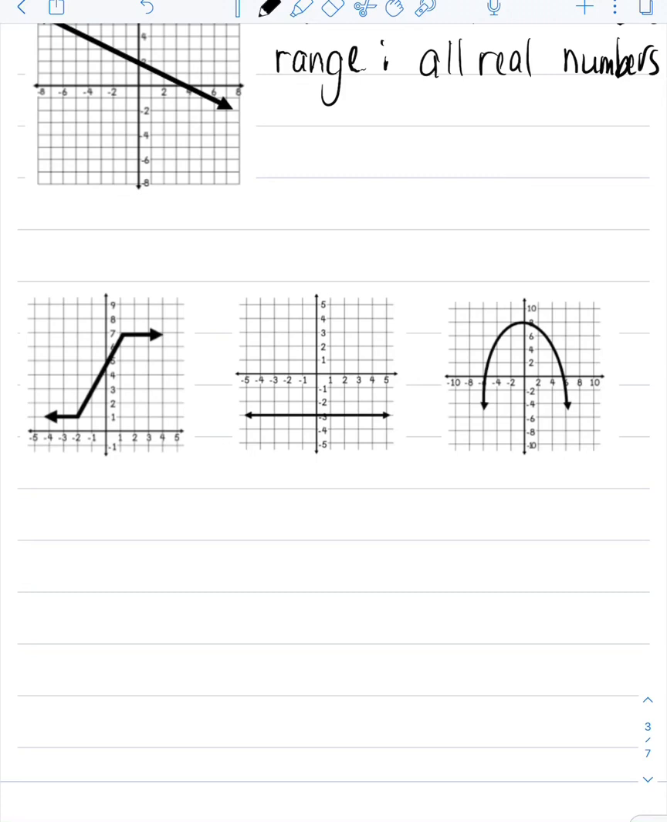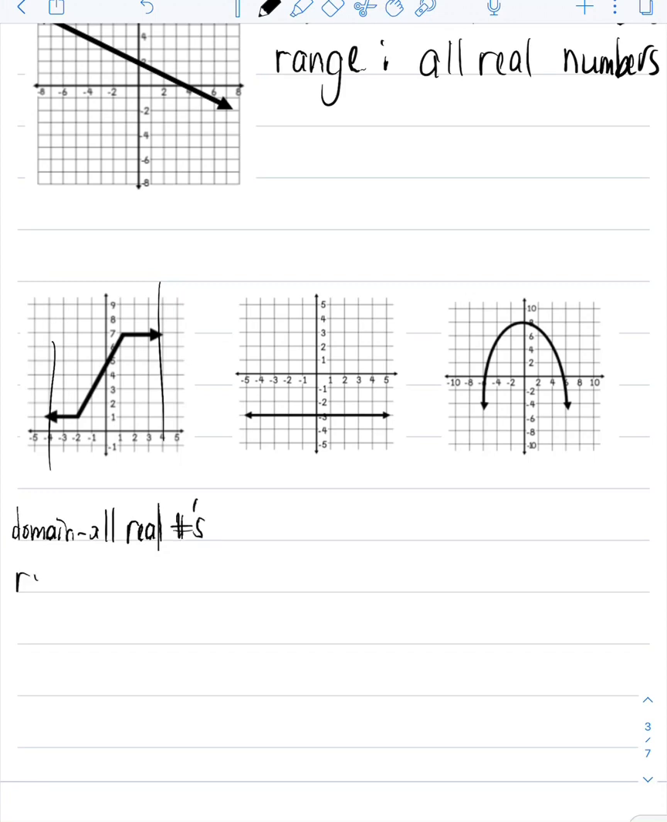So let's practice finding the domain and range on continuous graphs that have arrows on them. So let's look at our first one here. So remember, our domain is our x values. I look at my least and my greatest, but because I notice that I have arrows on the end, my domain is all real numbers.